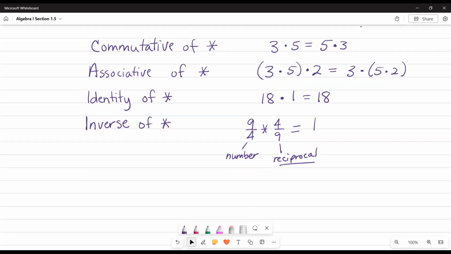All right, there's 2 more that we talk about here. Both, again, you should be familiar with. The distributive property, which I always want to spell wrong.